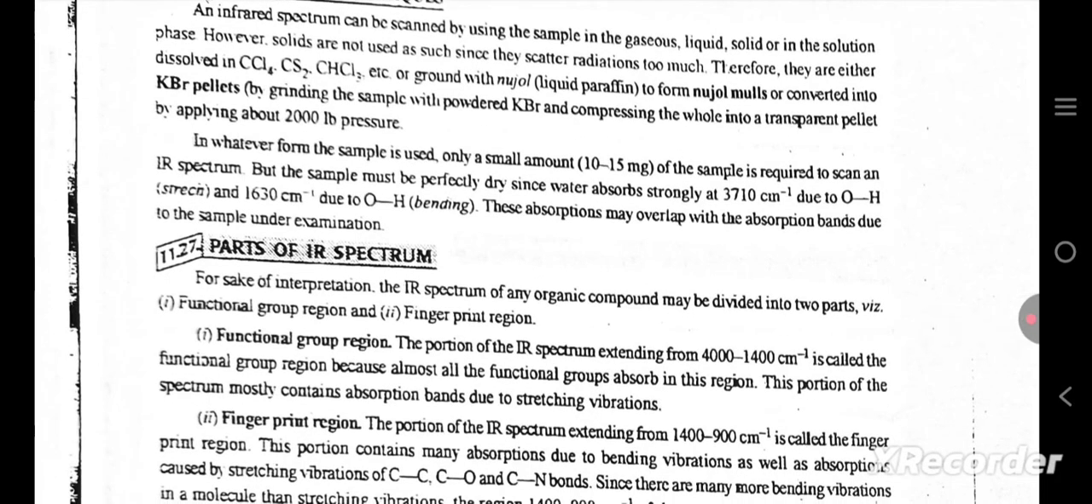In whatever form the sample is used, only a small amount, 10 to 15 mg of the sample, is required to scan an IR spectrum, but the sample must be perfectly dry, since water absorbs strongly at 3710 cm⁻¹ due to OH stretching and 1630 cm⁻¹ due to OH bending. These absorptions may overlap with the absorption bands due to the sample under examination.